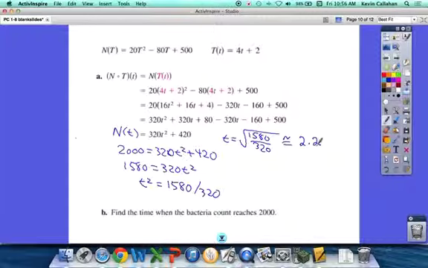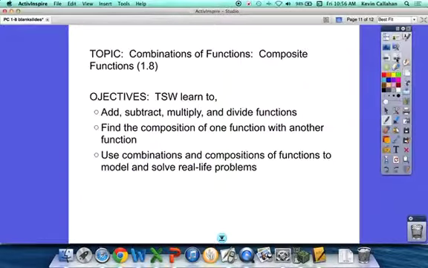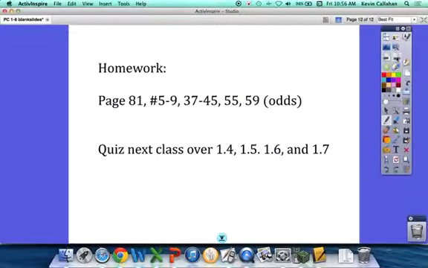Okay. So one of the word problems in the homework is pretty similar to that, right? So you want to base it pretty much on that. The other one will be a little bit different, but try to figure it out. Add, subtract, multiply, divide, compositions. And that's the homework. Again, quiz next time is those 4 sections. Not anything we did today.